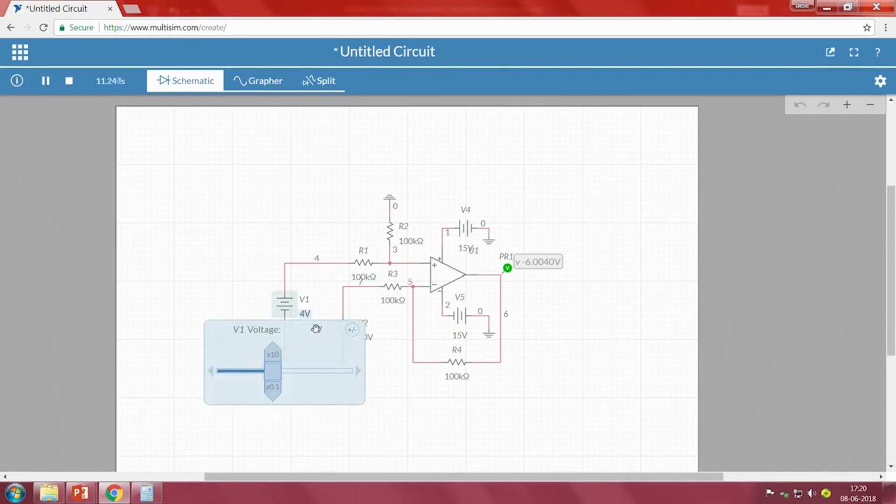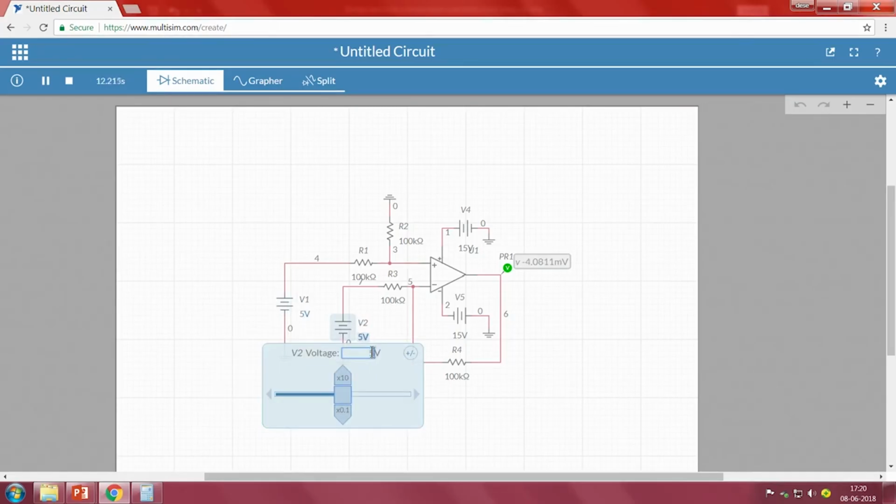So, we will take V1 as 5 volt one value and V2 also as a 5 volt other value. So, when V1 is 5 volt and V2 is 5 volts, actually the actual voltage should be 0, but as I told you it will be always at millivolt. So, when we see it is somewhere around minus 4.0811 millivolt. So, what about for other value?